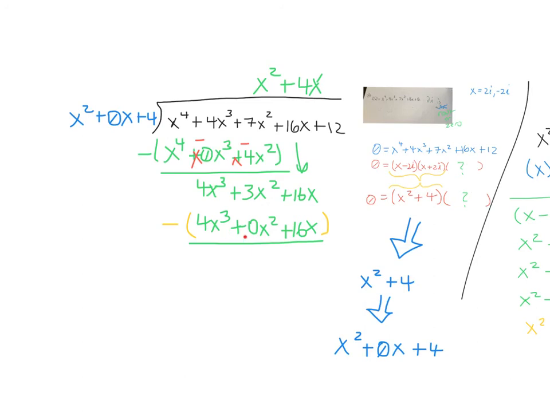So changing the sign of everything would make it so that it's 4x cubed minus 4x cubed, which is just 0. It's going to be 3x squared minus 0, which really is just 3x squared. And it's going to be 16x minus 16x, which is just 0. I'm actually not going to write that. I'm just going to leave it alone for now.